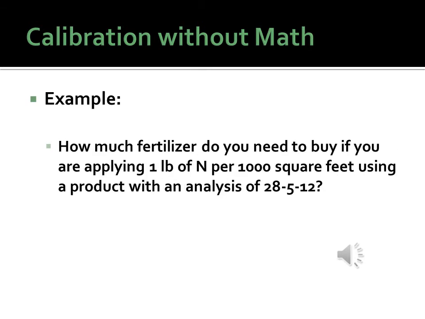All right, on this football field, how much fertilizer do you need to buy if you're applying 1 pound of nitrogen per 1,000 square feet using a product with an analysis of 28-5-12? So how much product? A 50-pound bag? Typically, all fertilizer products will come in a 50-pound bag.